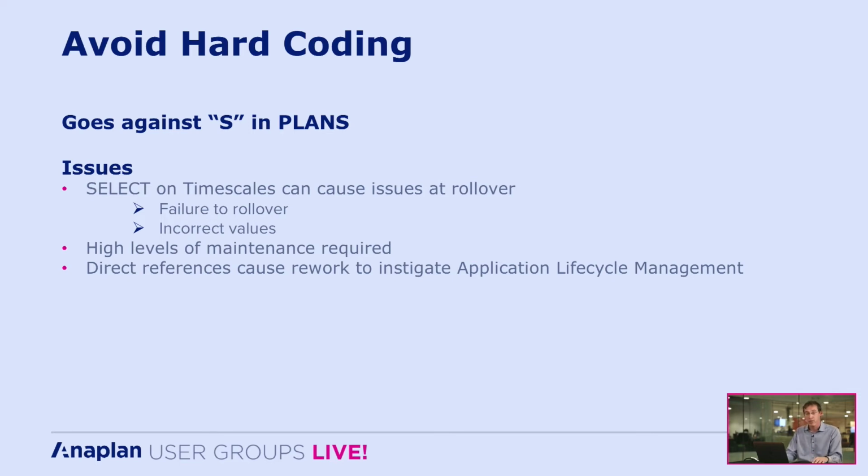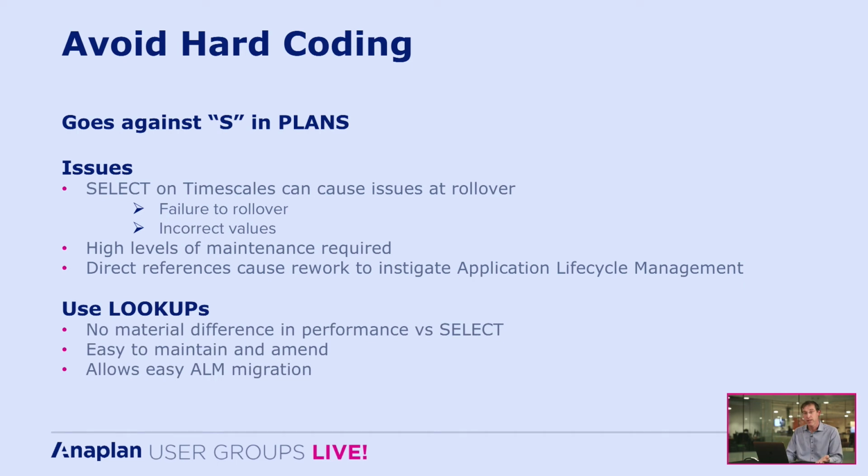It also has an impact with ALM: using select on certain lists, you can't use application lifecycle management, you can't push that out. And lookups do the same thing. In most cases, lookups will give you exactly the same result and performance. They work slightly differently, but there's no material difference between the two in terms of calculations. But what it means is you now can be flexible.